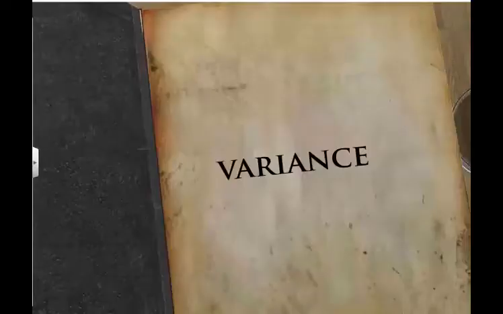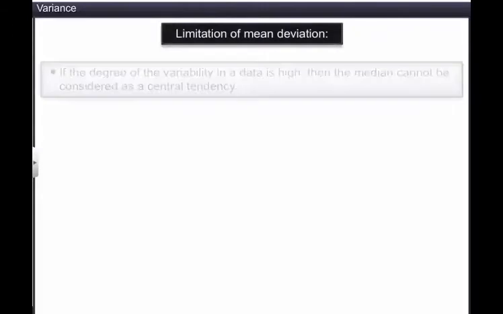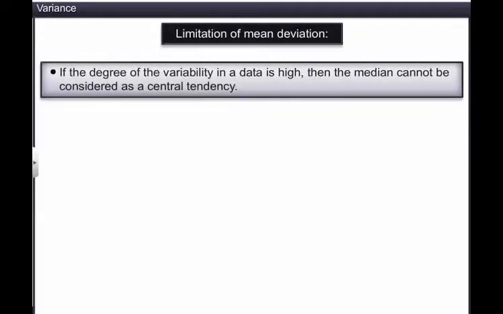In this module, you will learn about the limitations of the mean deviation. You will also learn to define variance. Many times, the degree of variability in a data is high. In such cases, the median cannot be considered as a central tendency. Thus, the mean deviation about the median will not be sufficient.